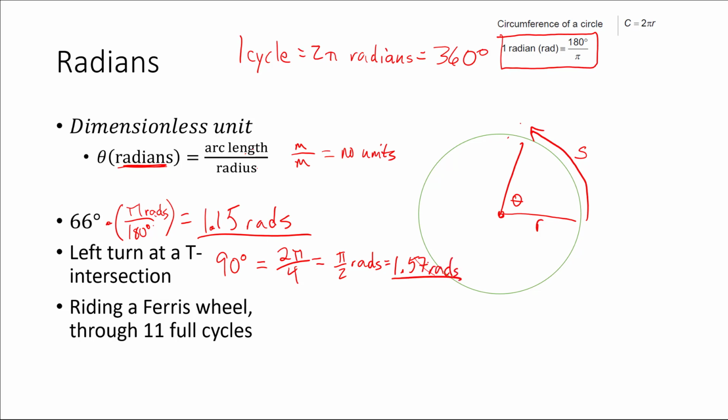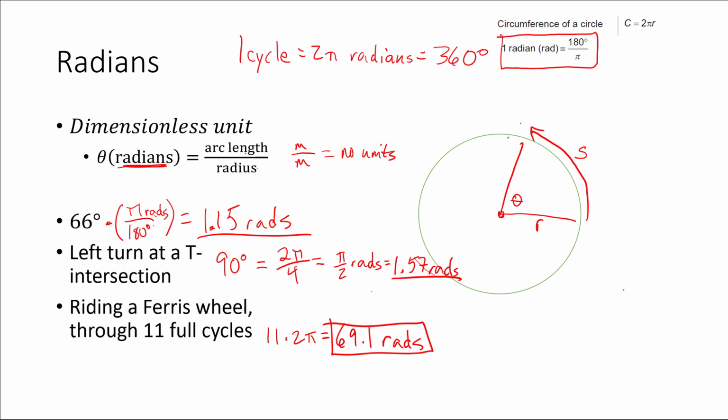How about riding a Ferris wheel through 11 full cycles? Maybe we ended up where we started, but we still went an angular distance, a certain number of radians. We went more than 360 degrees. So let's find the total angular displacement we went through. 11 cycles, and there's 2 pi radians in each cycle, so just 11 times 2 pi to get our answer. 11 times 2 pi gives us 69.1 radians.